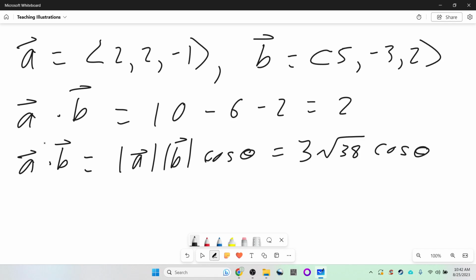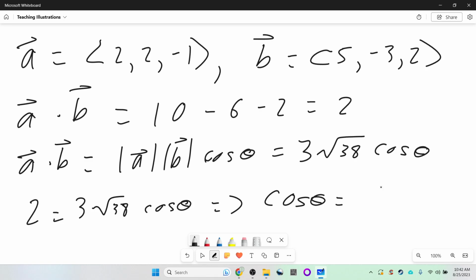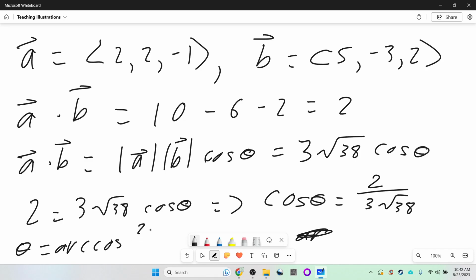So we've got two different ways of getting dot product, one that uses cosine, one that doesn't. We can set them equal to solve this. 2 equals 3 root 38 cosine of theta, which would imply the cosine of theta is 2 over 3 root 38. So theta would equal the arc cosine of 2 over 3 root 38. And on a test, that would be acceptable because I have no idea what that is without going to a calculator. On homework, you could use a calculator and get an estimate of about 83.8 degrees.